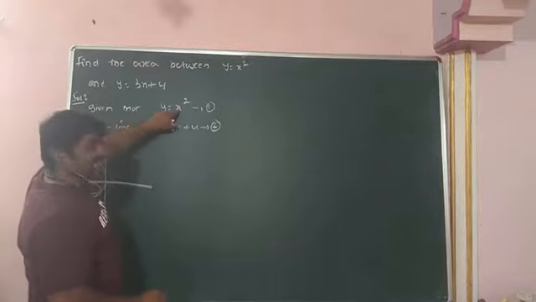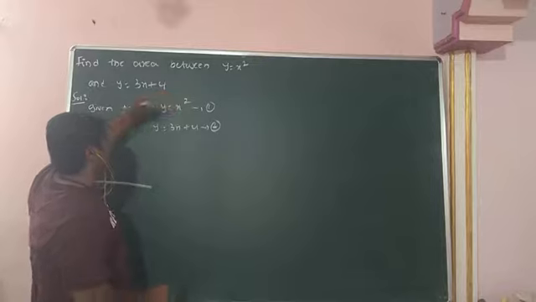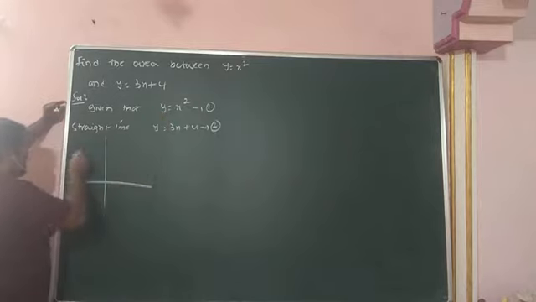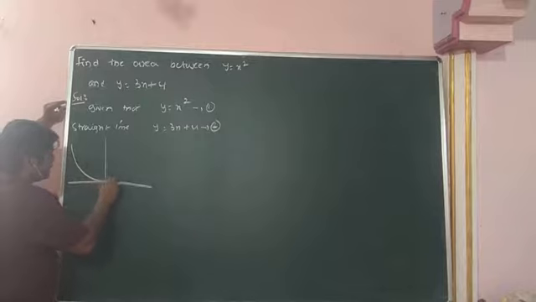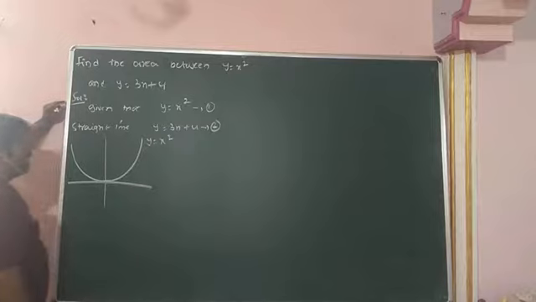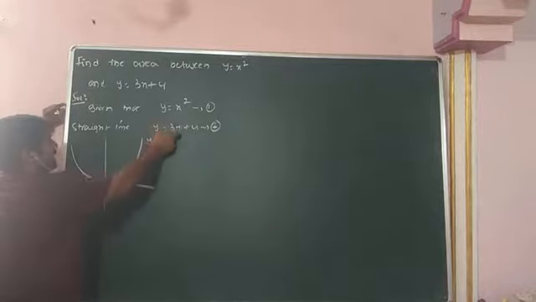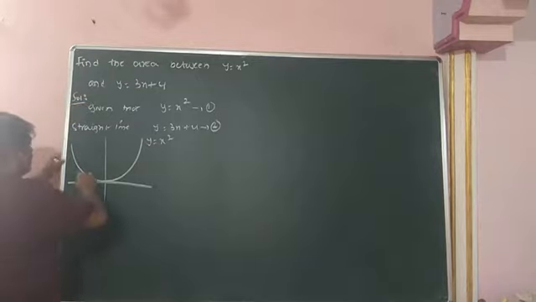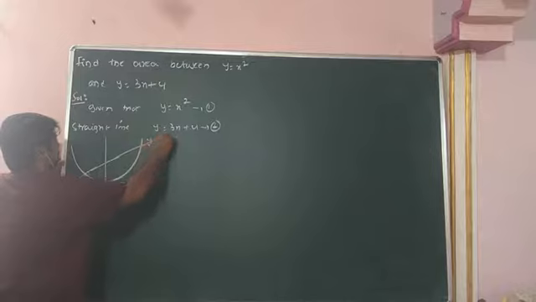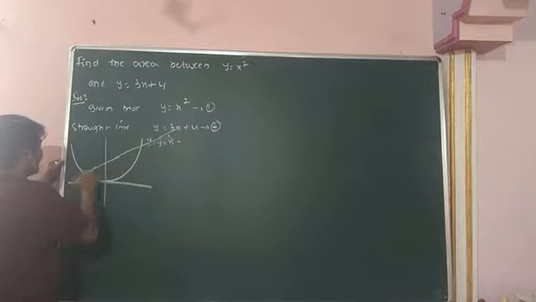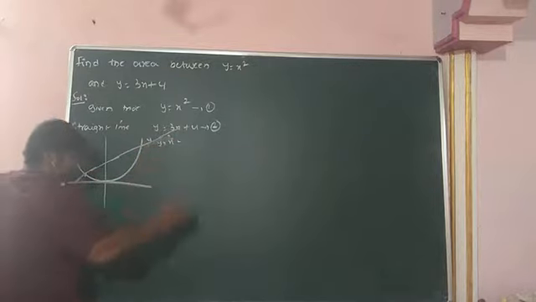So y equal to x square is a parabola in the y axis, because here the non-square term is y. So the parabola is in the y axis. This is y equal to x square. And next, the straight line. The straight line is intersecting this parabola. This is y equal to x square. This is a straight line.